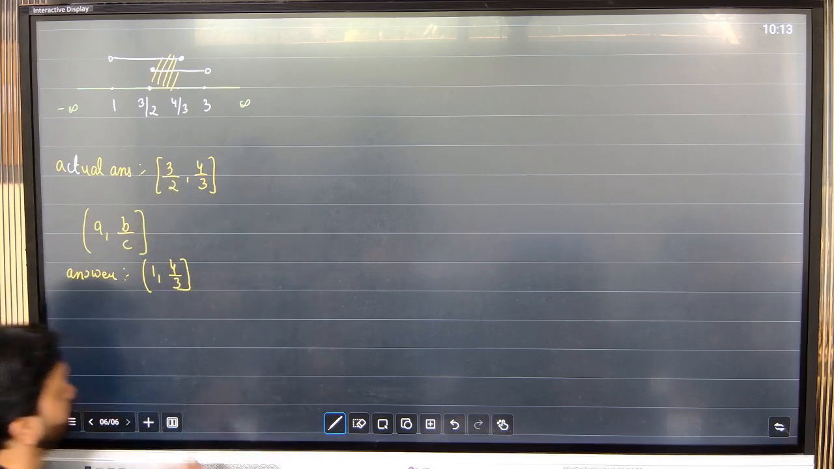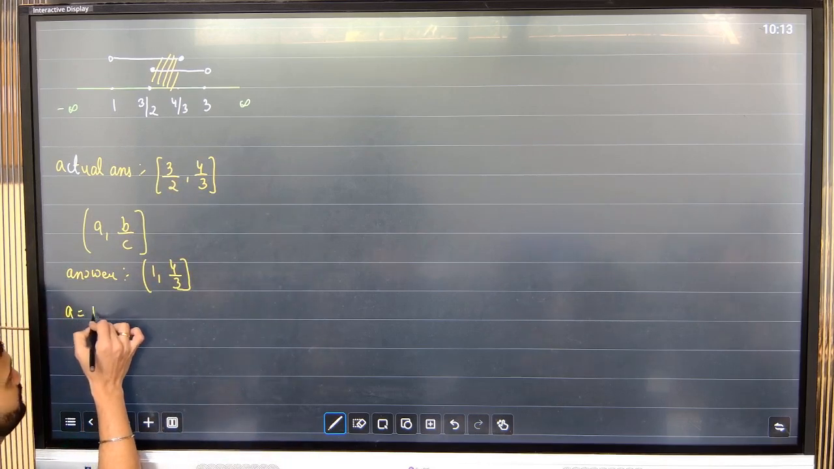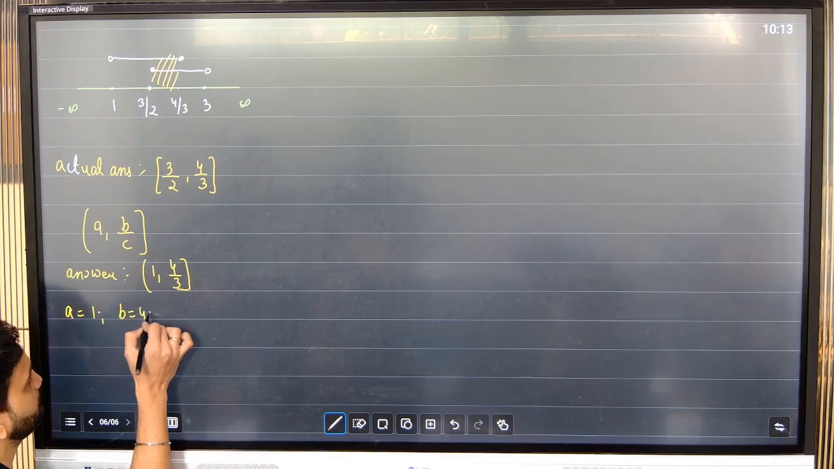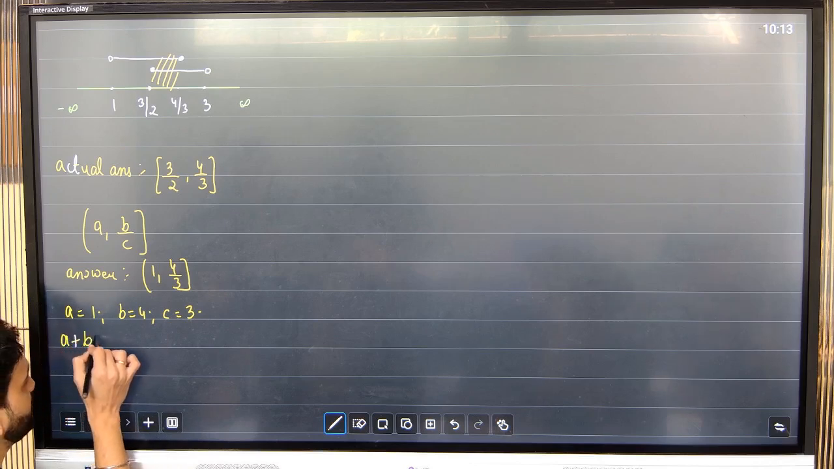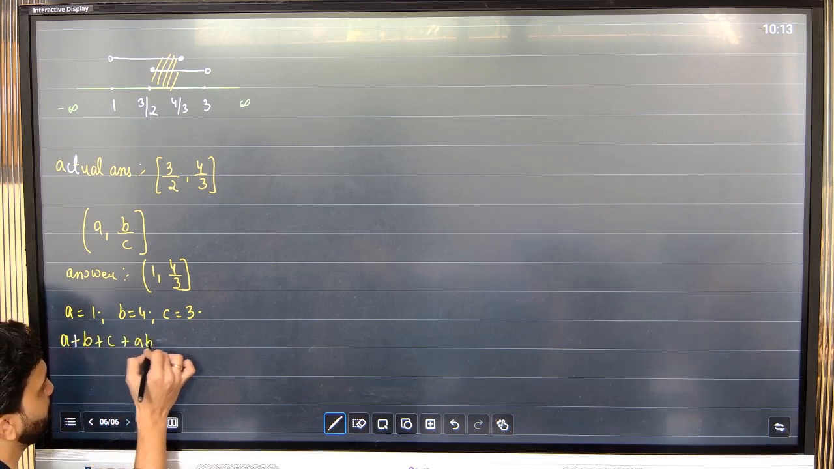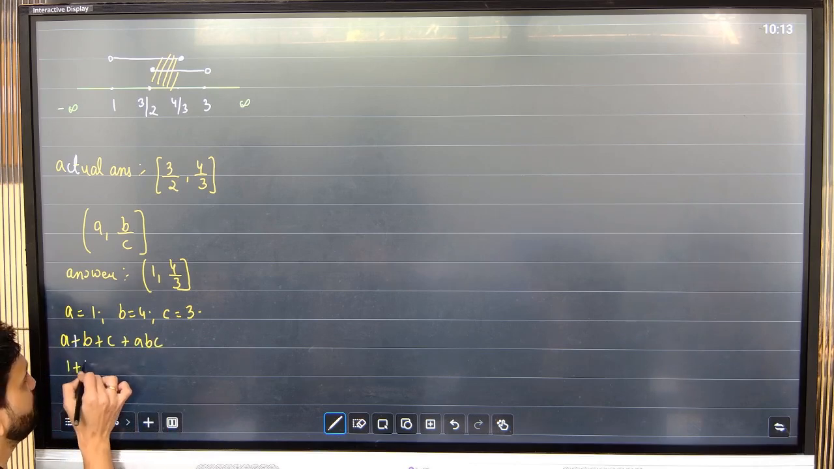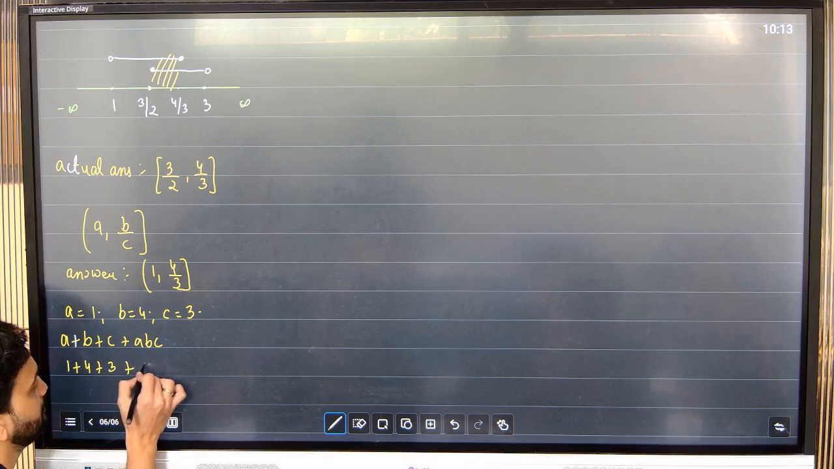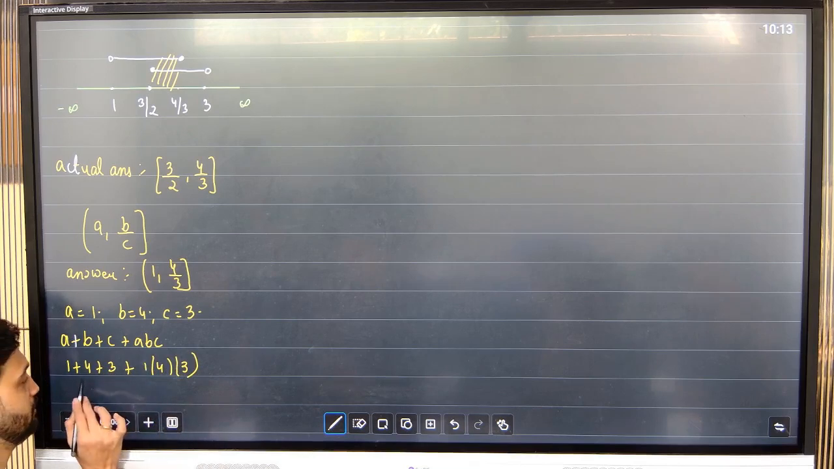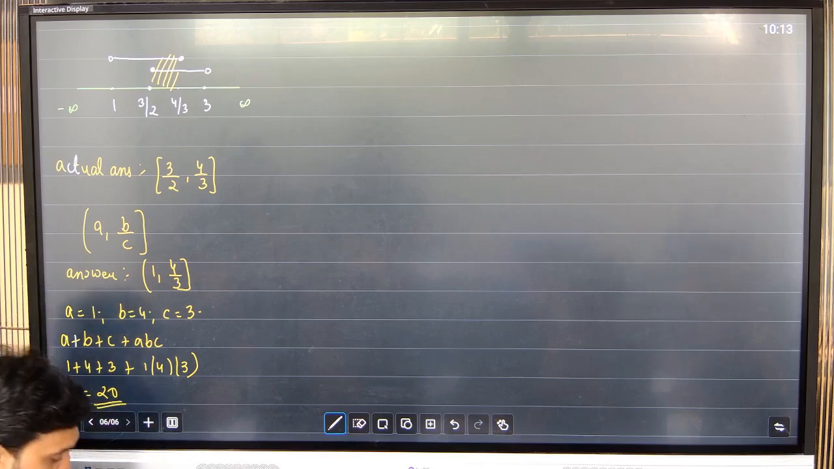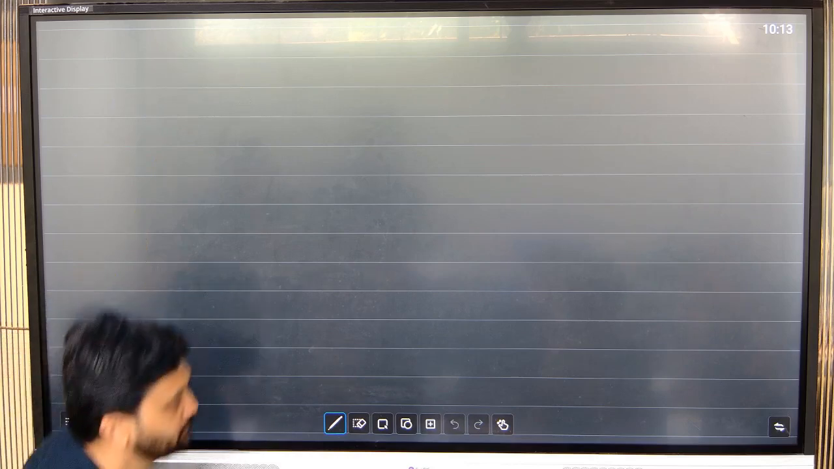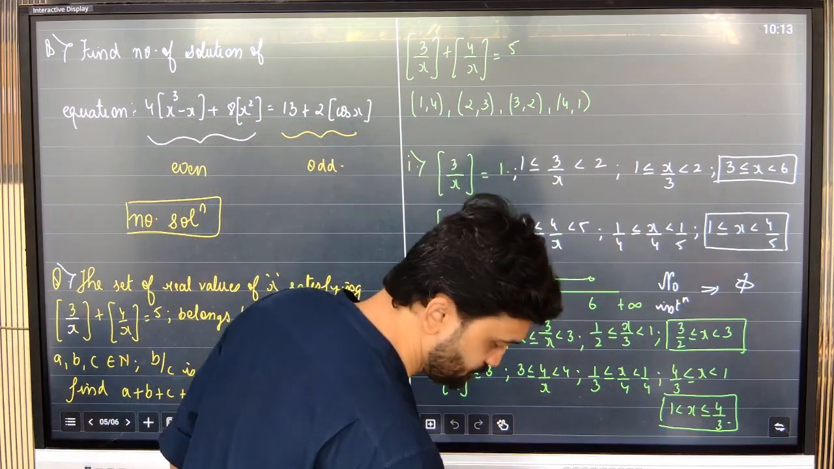And if I solve this, my value of A is 1, my value of B is 4, my value of C is 3. I have to find the value of A plus B plus C plus ABC, which is 1 plus 4 plus 3 plus 1 times 4 times 3. 12 plus 4 is 16, plus 4 is 20. So 20 is the answer where I have to find the value of A plus B plus C plus ABC. Has everybody understood this? Please write.